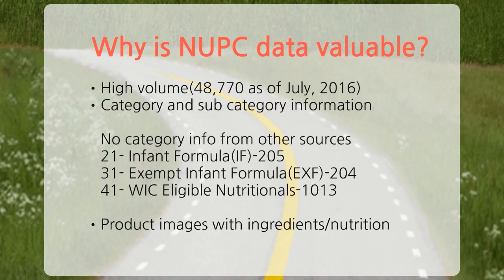And why the national UPC data is valuable is because of the volume of UPCs. There are lots of UPCs available at the national UPC. Right now, I was told it's about 48,000. At the time when I created our pool, it was about 20,000, but it has grown a lot.